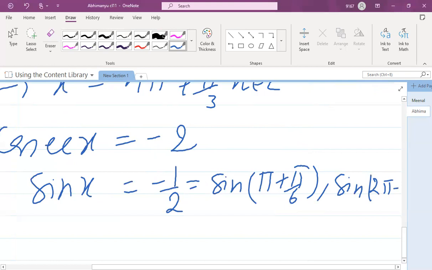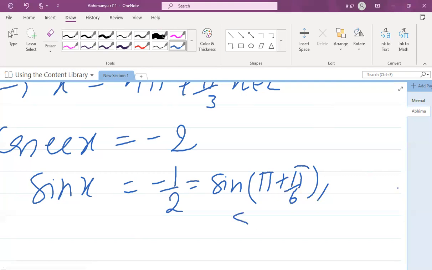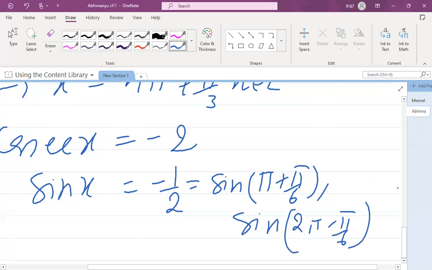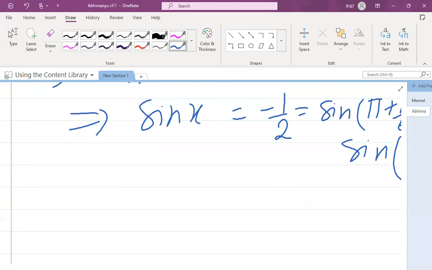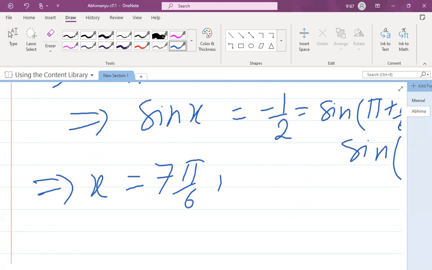So another value where sine has a negative value is sin of 2 pi minus pi/6. Okay. So we have x equals pi plus pi/6, that is 7 pi/6, and another value is 2 pi minus pi/6, which comes to 11 pi/6. Okay, so this is the principal solution.